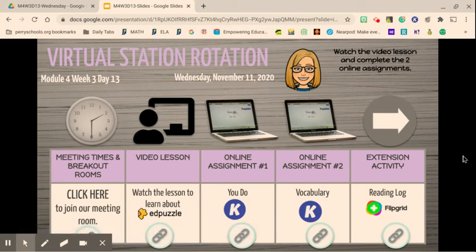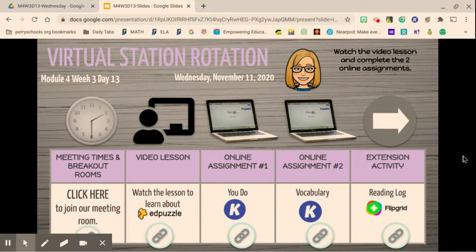Hey guys, so today we are going to do another EdPuzzle. We're going to try this one again. We are going to be looking at Module 4, Week 3, Day 13, and in this we will be looking at conflict and resolution in the play.